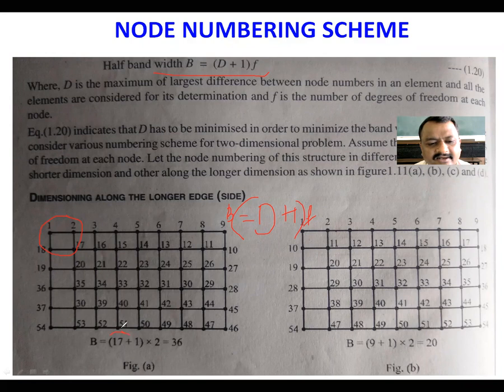Capital D is equal to 17, plus 1, into F. It is a two-dimensional plate element, therefore it has 2 degrees of freedom at each node. D is 17, the difference between the node numbers, and 2 is the degrees of freedom. So 17 plus 1 is 18, and 18 into 2 equals 36. So 36 is the bandwidth of the matrix, which means it can have 36 rows and columns in its band, right?